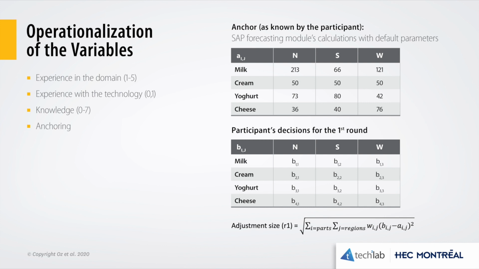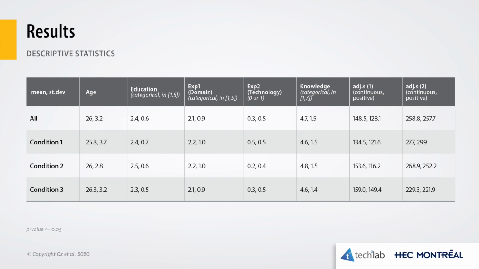Knowledge was measured by the count of correct answers to a set of true-false questions from textbooks in supply chain management, economics, and forecasting. Anchoring measurement is calculated using the participant's decision on ERP sim. We calculated the Euclidean distance between the participants' decisions and the initial anchors and used that distance as a reverse measure of anchoring.